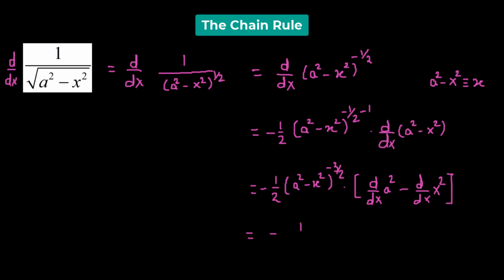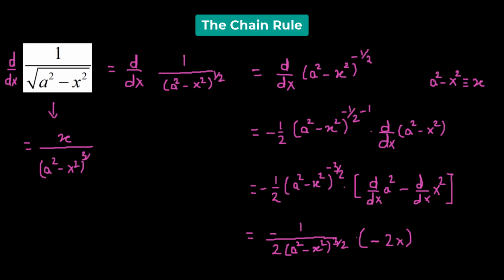So we have negative 1 over 2. We're going to take (a squared minus x squared) raised to the power of negative 3 over 2 to the denominator, so that we have a positive exponent, plus 3 over 2. Times the derivative of a squared, which is a constant, so that will be 0. So we're left with negative the derivative of x squared, which is negative 2x. So the 2 and 2 get cancelled, and negative 1 and negative get multiplied to give us a positive. So the derivative of this particular function is equal to x over (a squared minus x squared) raised to the power of 3 over 2.